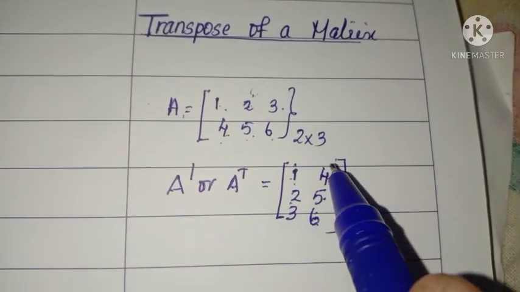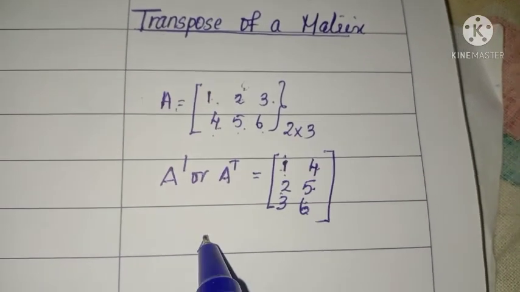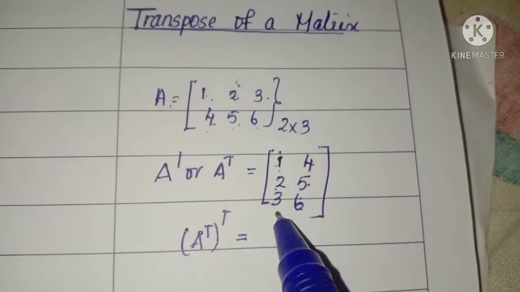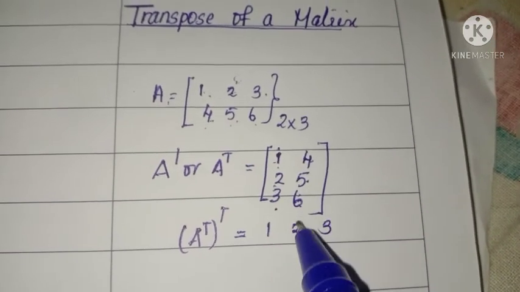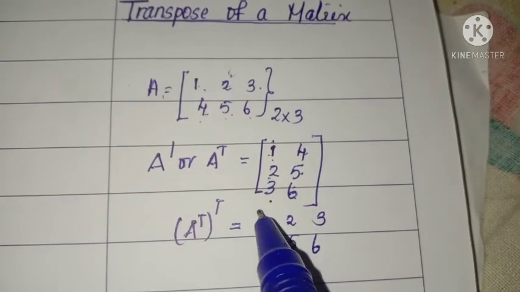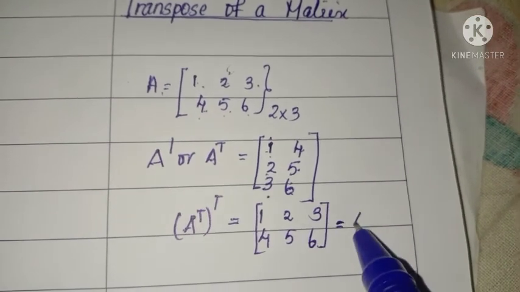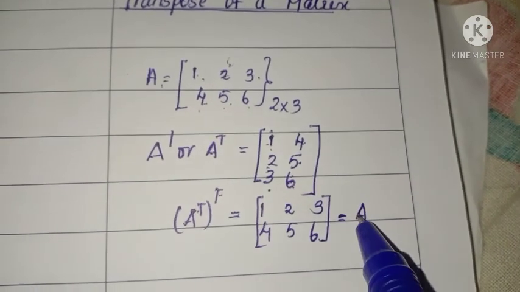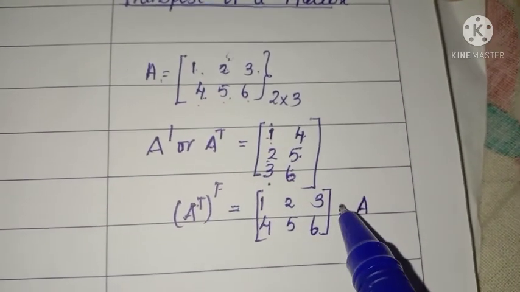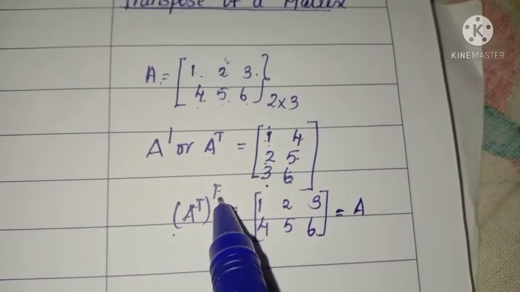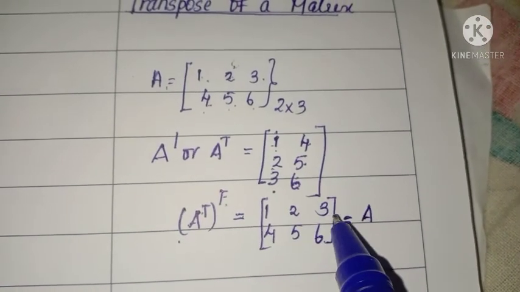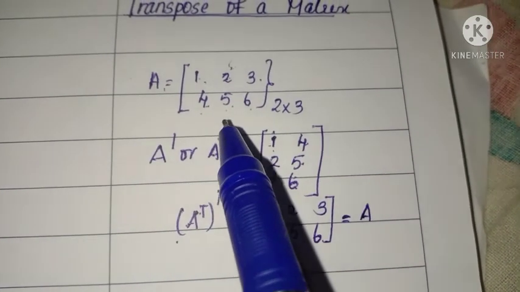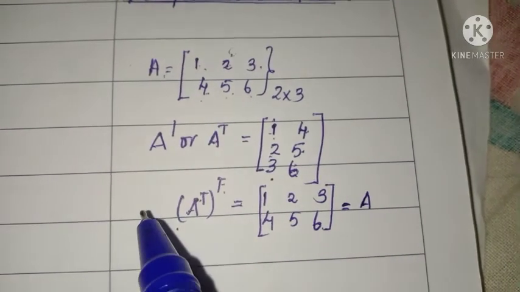If we consider the transpose of this matrix, that means A transpose, what is it? Columns become rows, rows become columns, so we get the original matrix A. That is, the transpose of the transpose of a matrix is the given matrix itself. It is a property. So transpose of a matrix is just interchanging rows and columns.